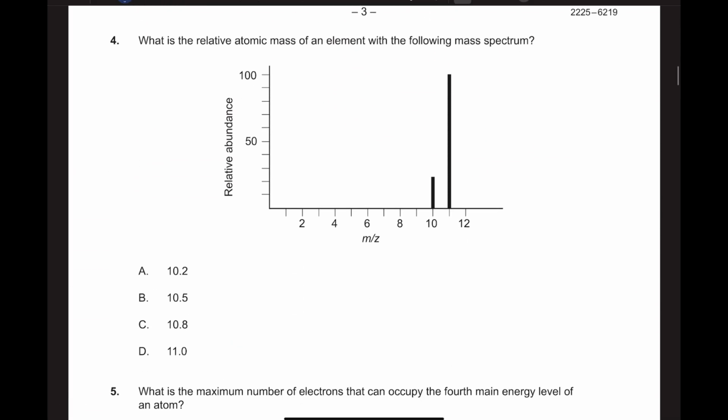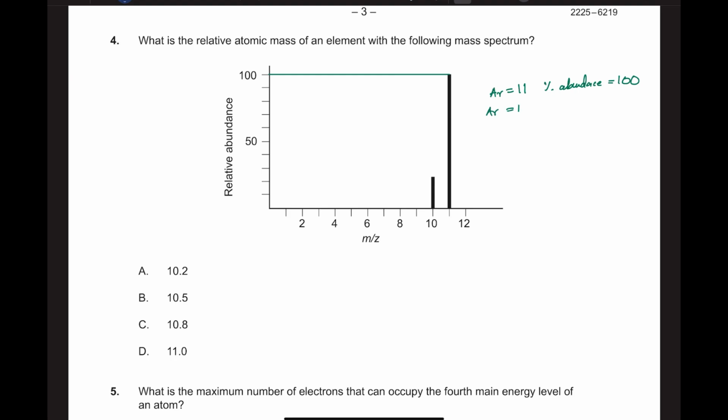Now moving on to this one. Here people will have a lot of confusion because some people think that the total relative abundance should be 100. It can be more than 100, right? So how do we find this? If you draw a line here, you see this peak exactly corresponds to 100. So atomic mass AR is 11 when percentage abundance is 100.